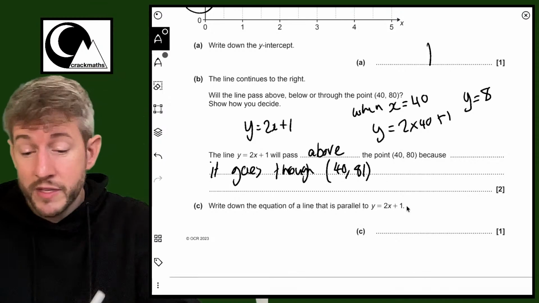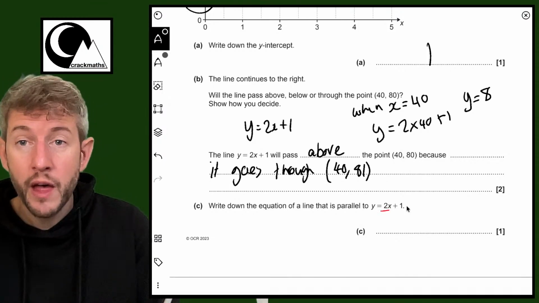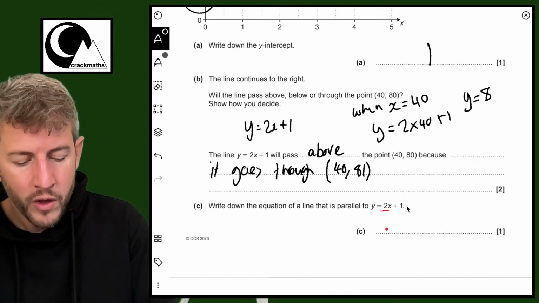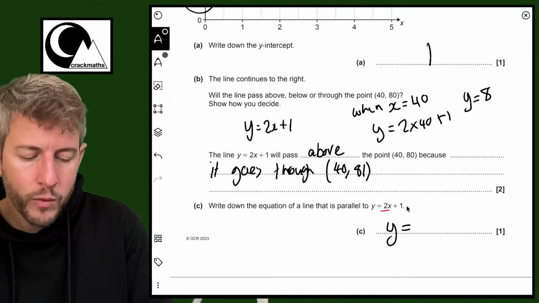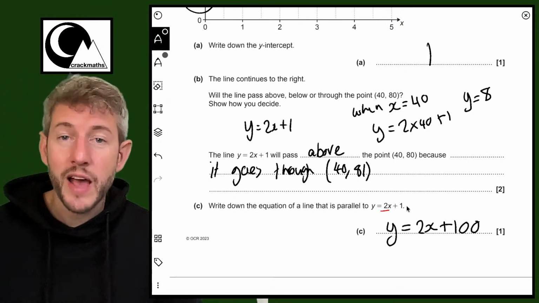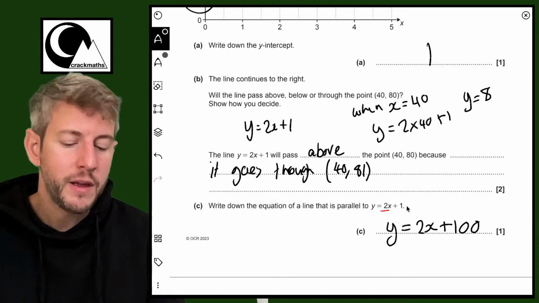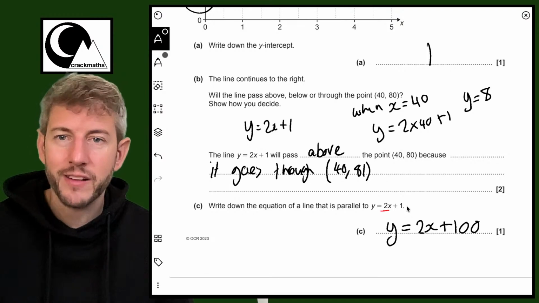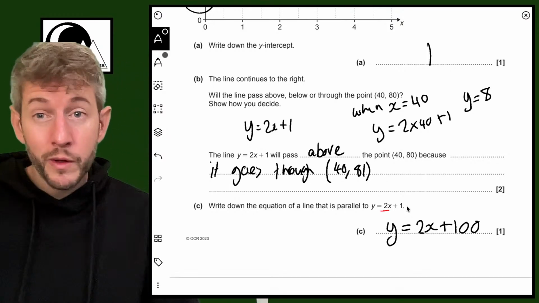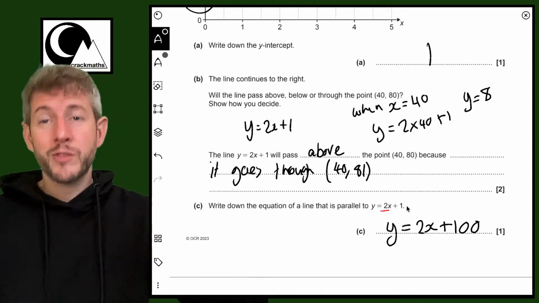Write down the equation of a line that is parallel to y equals 2x plus 1. Parallel just means it's got the same gradient. The gradient is given by the number in front of the x value, the x coefficient we could call it. So we're going to say y equals 2x plus 100. Any line like that, we could have any number here. We could have 2x plus 3, we could have 2x minus 20. All of these would give a line that is parallel to this line here.